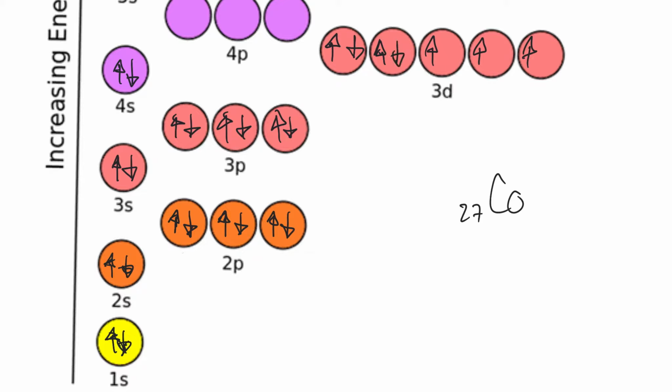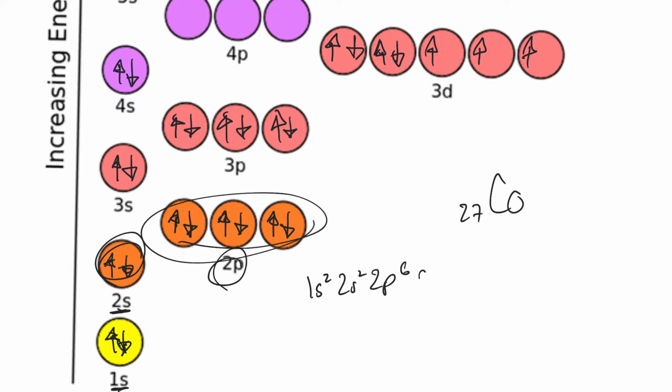All right, so here is the orbital diagram for the atom of cobalt. Now let's write out the electron configuration. We have 1s2, 2s2, 2p6, 3s2, and 3p6 is our next step.